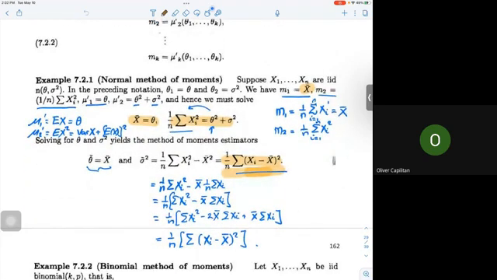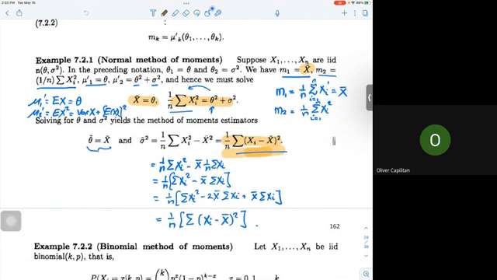Suppose we have a random sample coming from a normal distribution with mean theta and variance sigma square. Okay, so both are unknown, the mean and the variance. So we're going to find the first and the second sample moments, as well as the first and the second population moments. So here on the right hand side, we have the first sample moment, m sub 1, which is actually equal to the sample mean. The second sample moment, m sub 2, we have 1 over n, the summation of x sub i square.